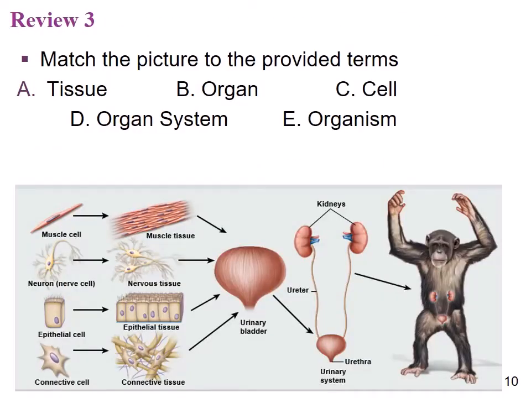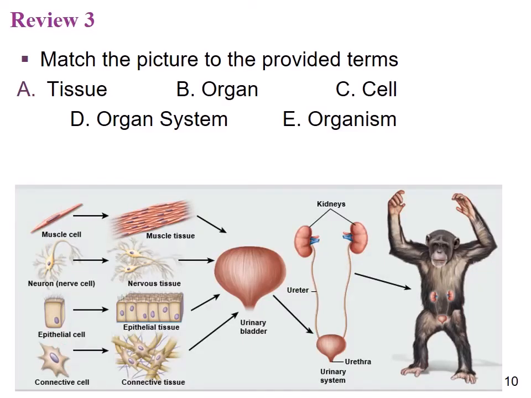So let's look at some terms for organization in the animal. I think you should pretty well be able to do this. I didn't do the best job taking the labels off of the picture. So in the first one here, we've got a muscle cell, a neuron, epithelial cell, and connective cell. So those are all going to be at the cellular level, pretty obviously.